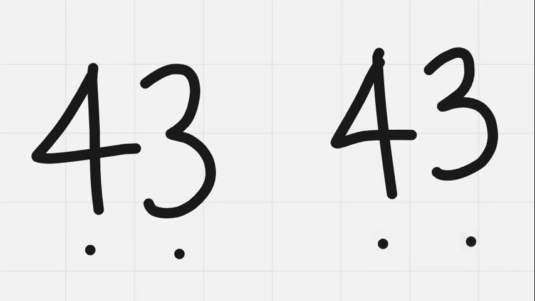Our next one, 43 and 43. They both have 4s in the tens place. They both have 3s in the ones place. These numbers are equal. Nice job.